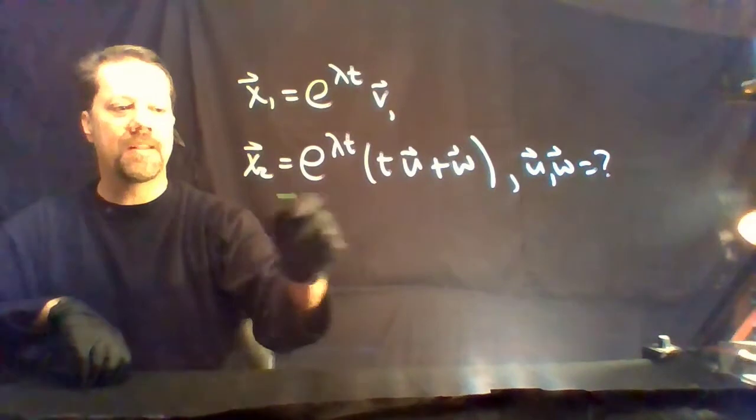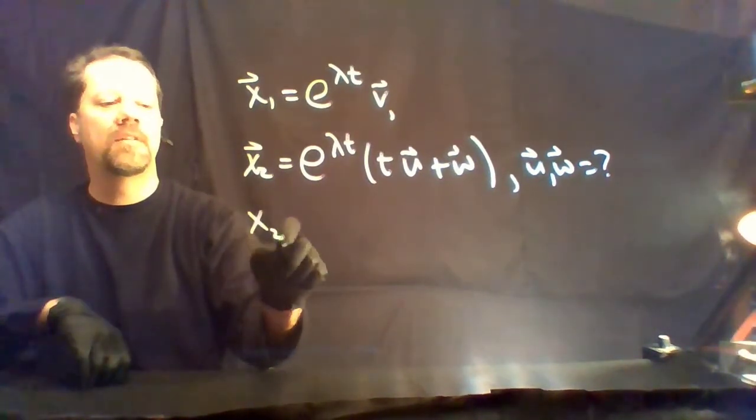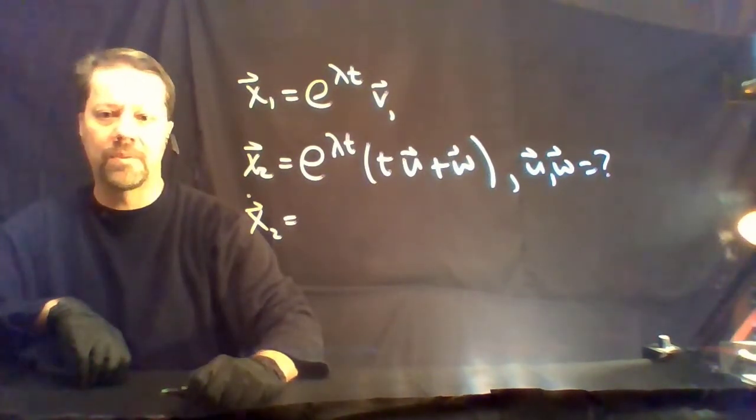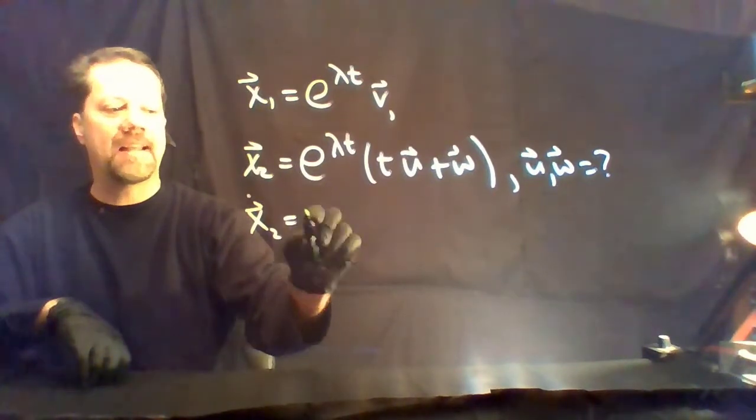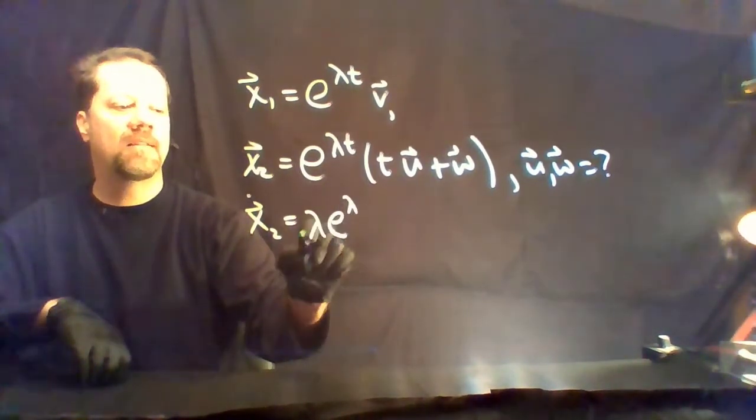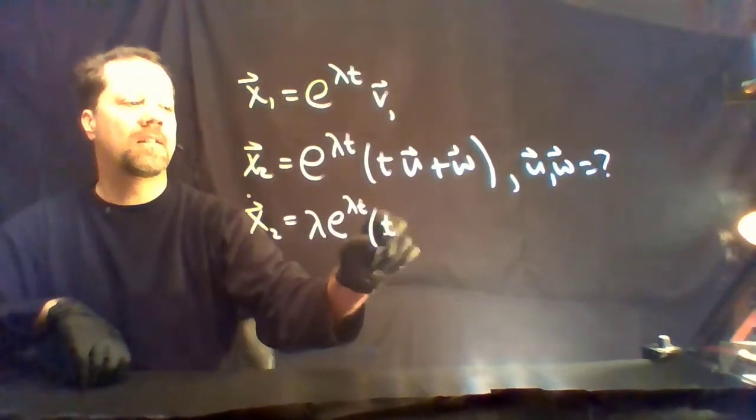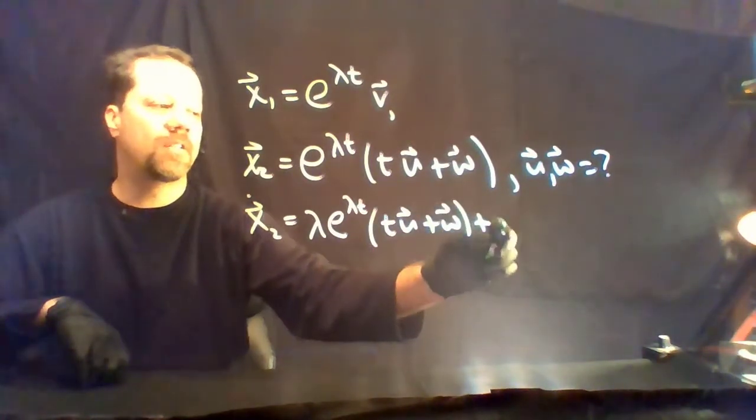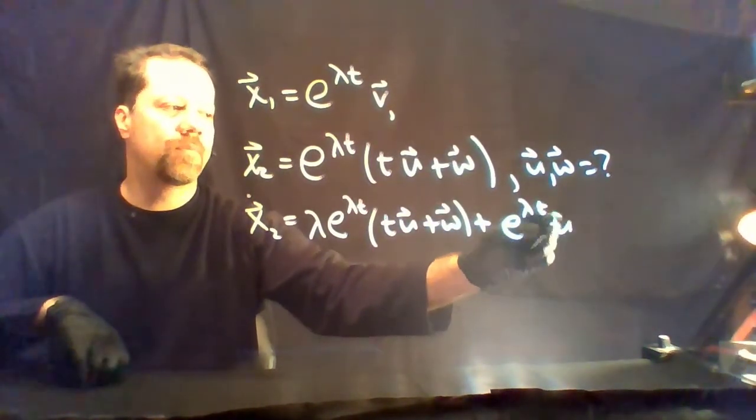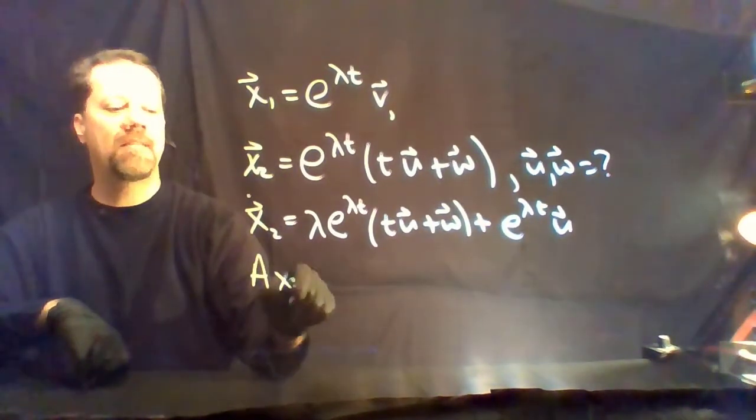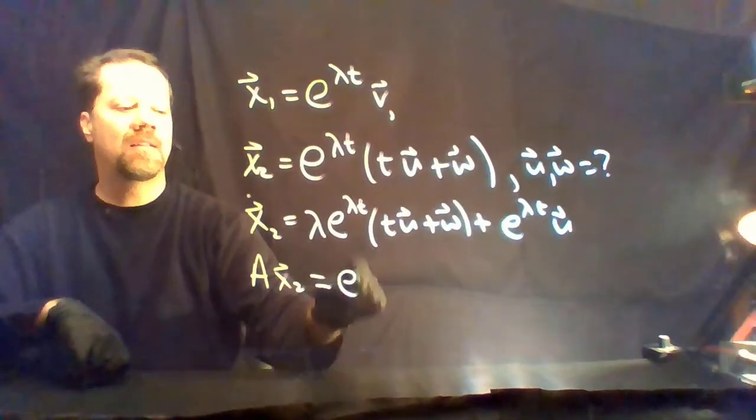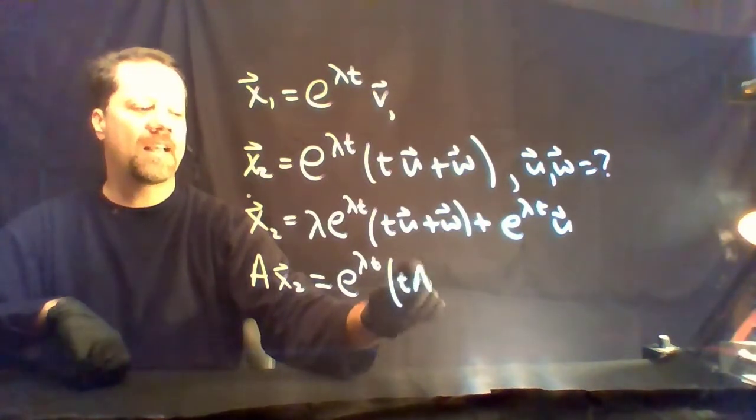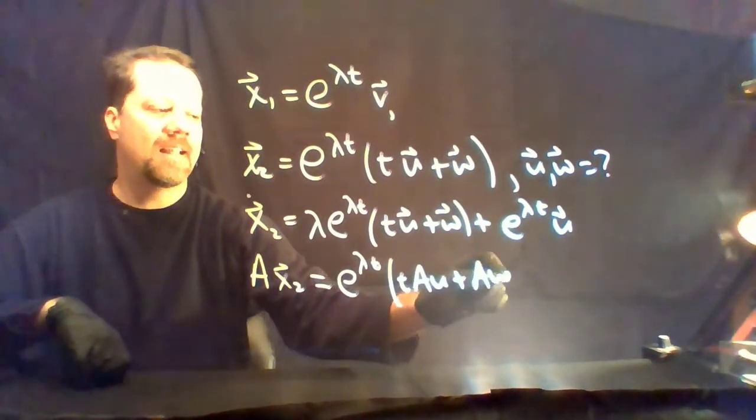We have to assume that this is a solution to the differential equation. So we need to calculate its derivative. The derivative will require that we use the product rule. So taking the derivative of e to the lambda t, we get e to the lambda t times lambda times (tu plus w). And when we take the derivative of the second factor, we'll just have u. If we multiply this x2 by A, e to the lambda t will commute out to the front. We'll have t times Au plus Aw.